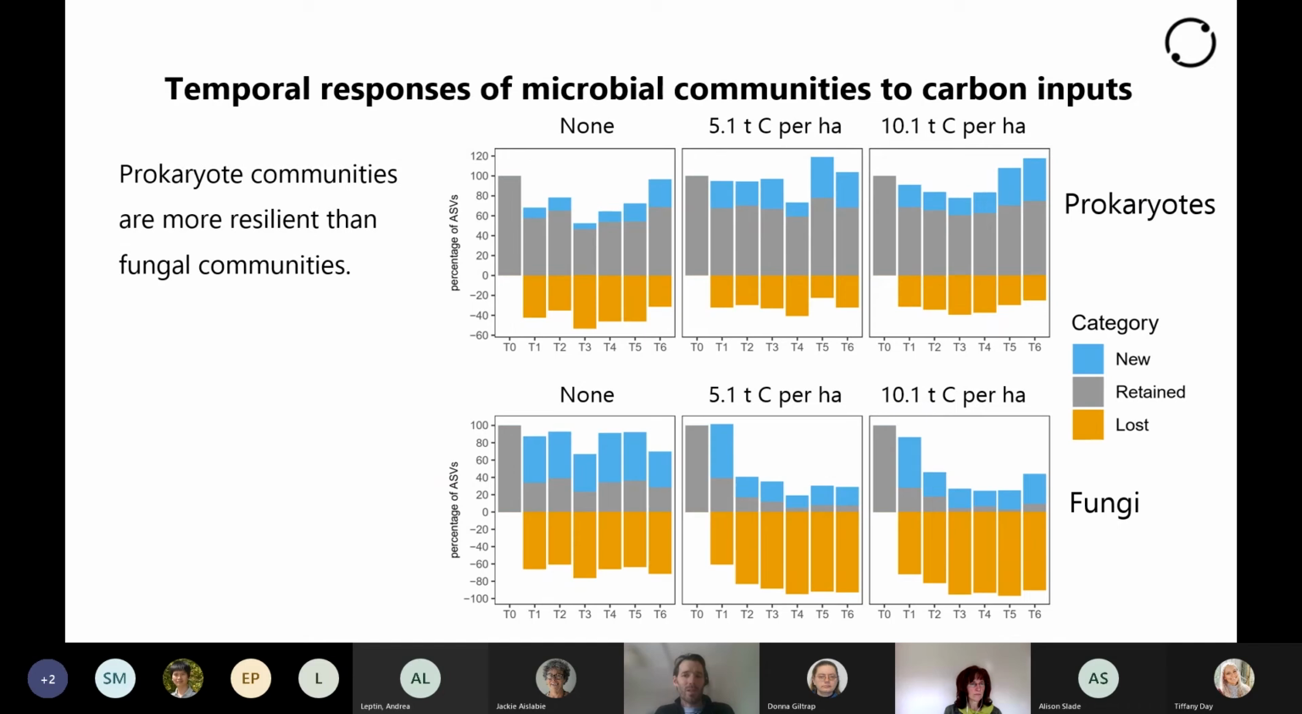Inputs of carbon, however, appear to minimize any losses over time for prokaryotes. Any losses are balanced out by gains. In contrast, carbon inputs appear to greatly exacerbate losses of fungal biodiversity over time, with no real sign of recovery after 112 days. So from this, we can see that prokaryotes appear to be more resilient to carbon inputs than fungal communities.